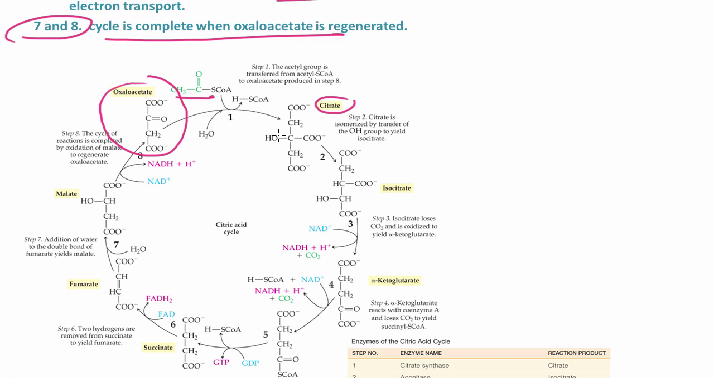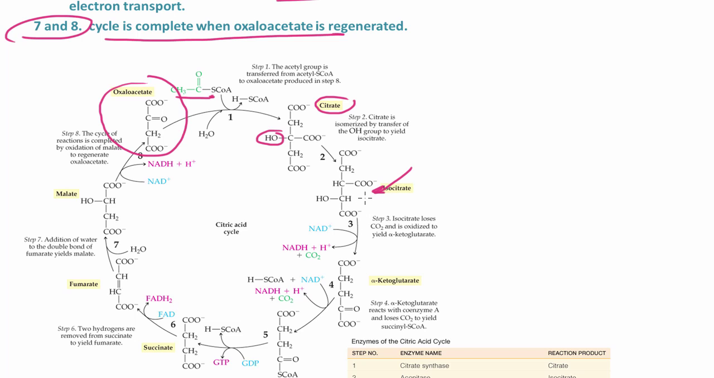Now in step 2, we have an isomerization reaction, and we have a transfer of the OH group to yield isocitrate. Okay, so notice the OH group was on this 3rd carbon here. Okay, there's a rearrangement. Now it's on the 4th carbon. That's an isomerization reaction.